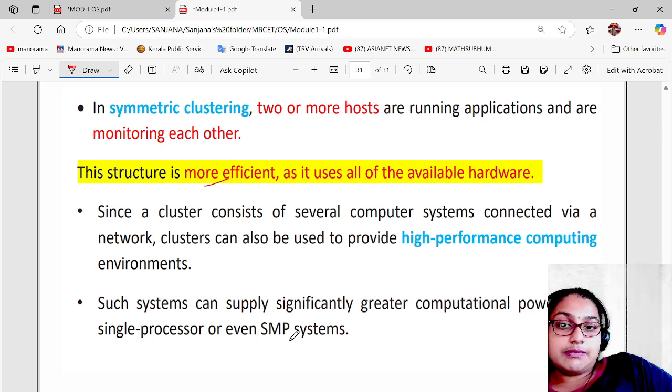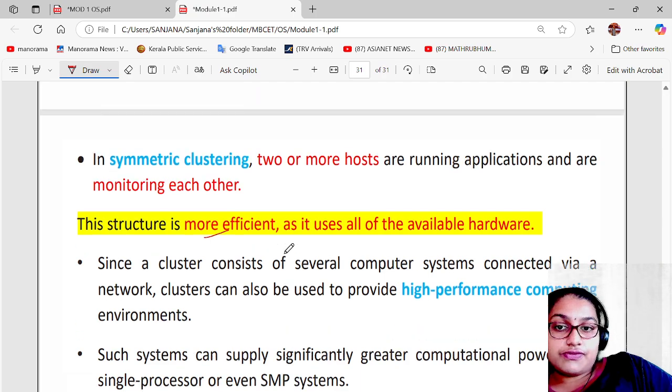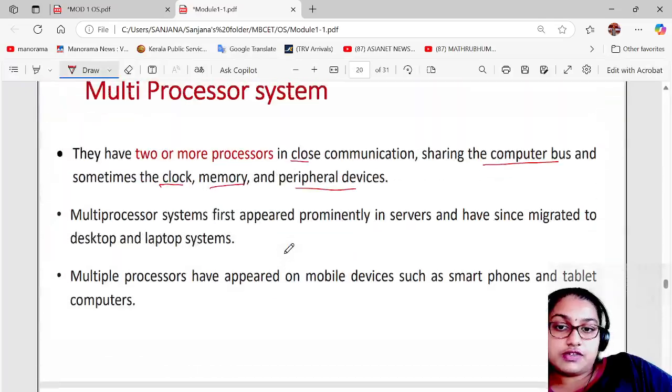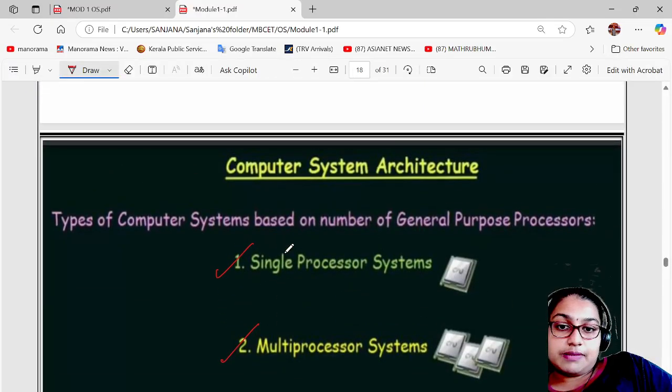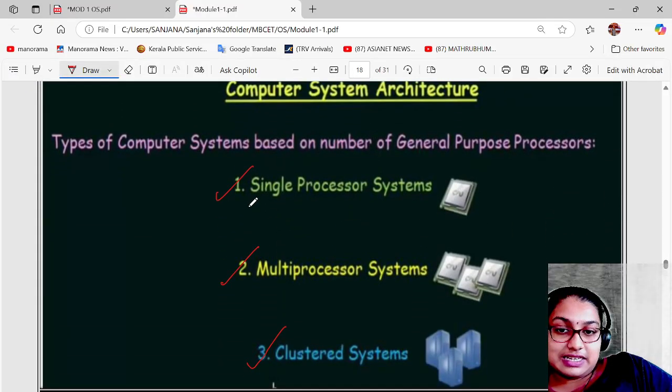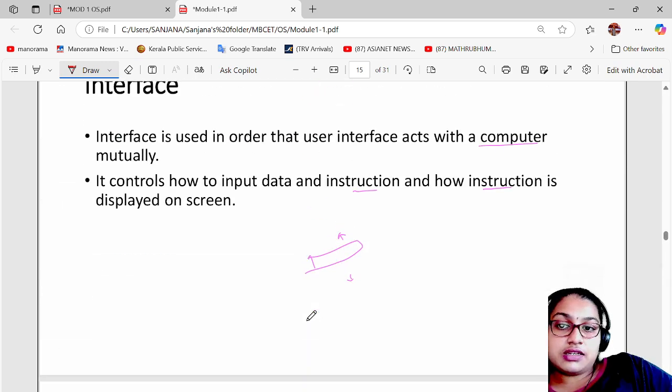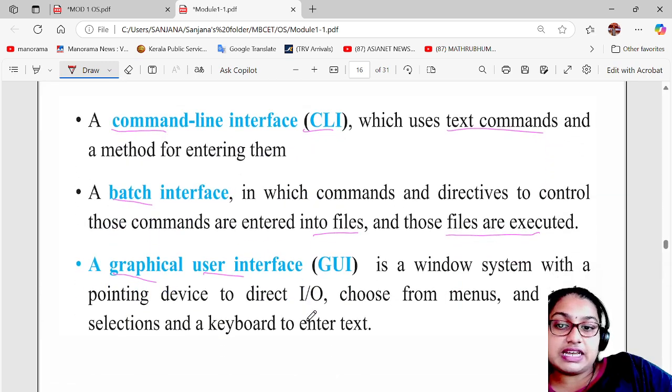So we have learned about the three types of architectures. What did we learn so far? In computer system architecture, we have studied single processor systems, multiprocessor systems and clustered systems. We also covered what booting is and the interfaces like command line interface, batch interface and graphical user interface.